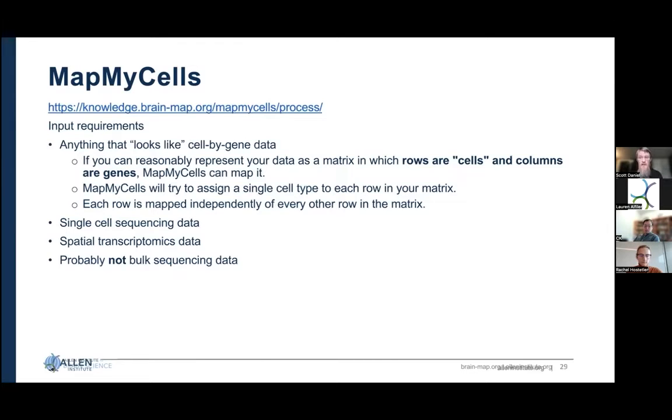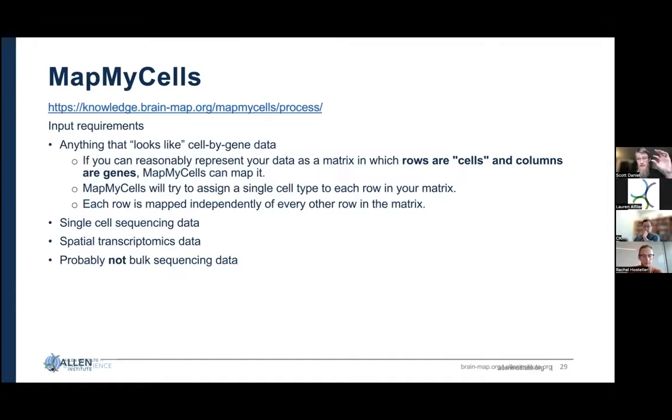MapMyCells will try to assign a cell type to every row in that matrix. Notably, it will try to assign a single cell type to every row in that matrix. I'm saying that for the bulk sequencers out there. There's some debate about whether bulk sequencing data is appropriate for MapMyCells. So as long as you're comfortable with a single cell type assigned to each row in the matrix, go for it. And then each row is mapped independently.